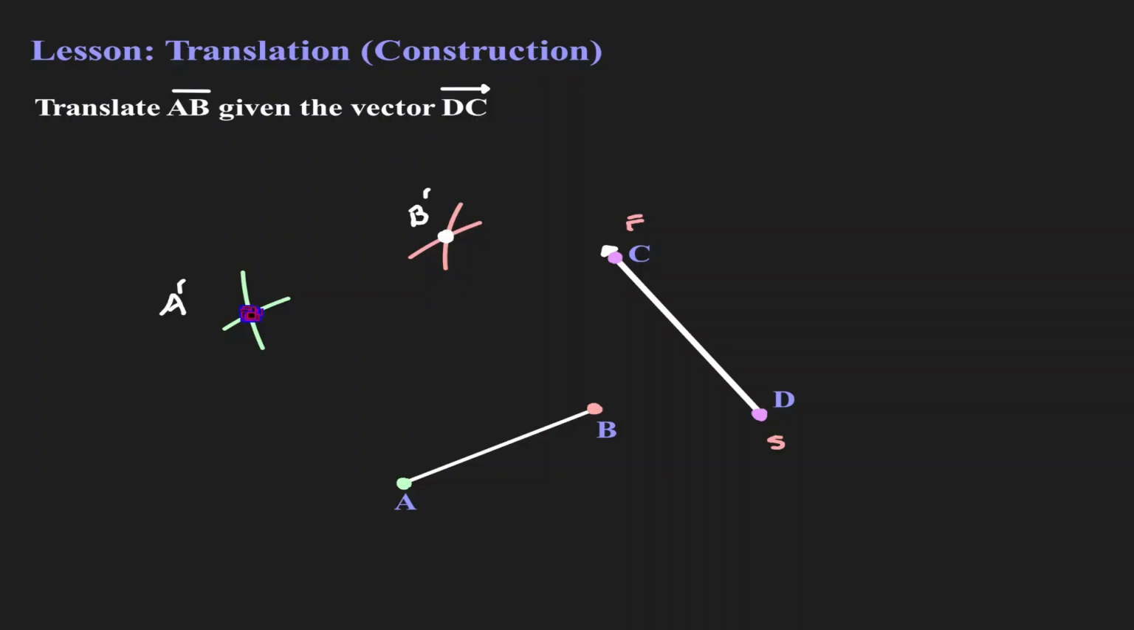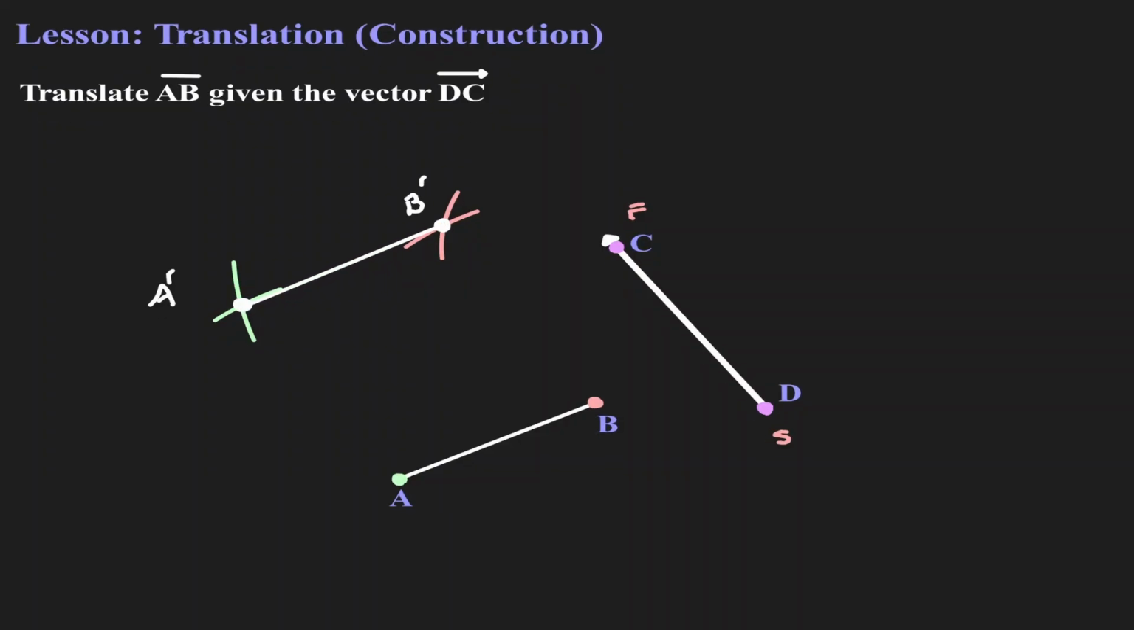So now let's connect the image points. So this line segment that we have defined as A prime B prime can be seen as the image of AB after it was translated using the vector DC. Let's take a look at another example.